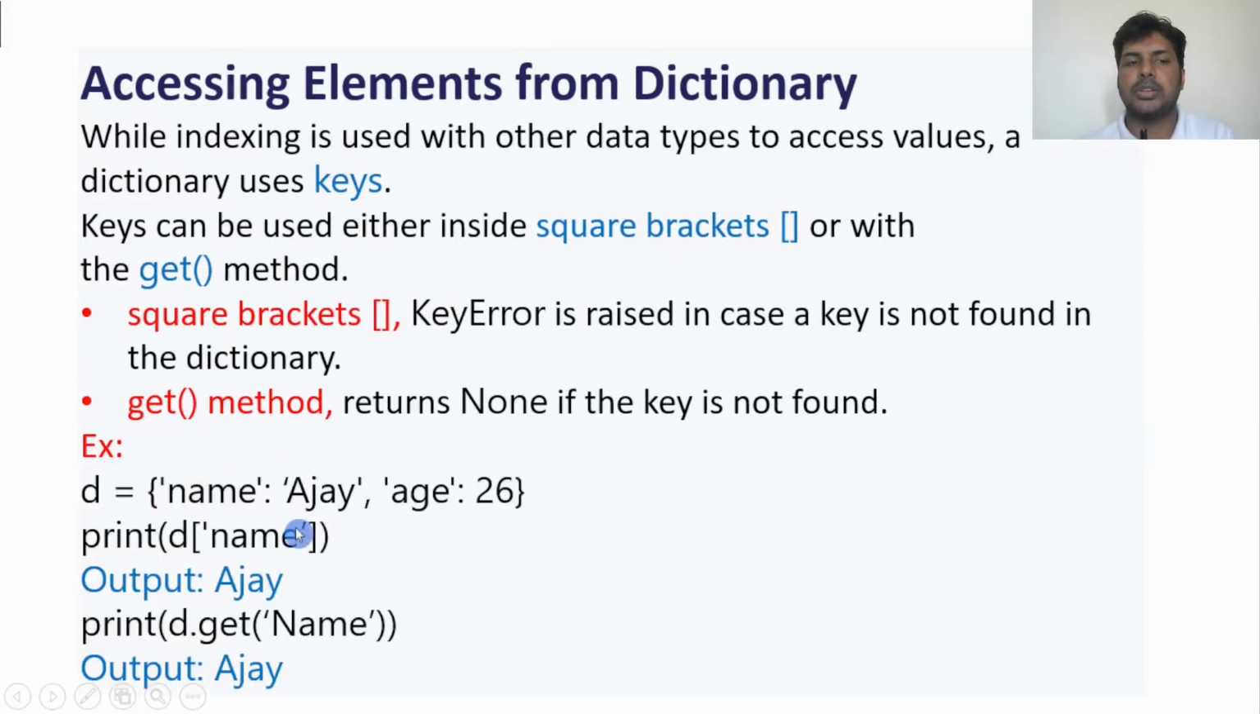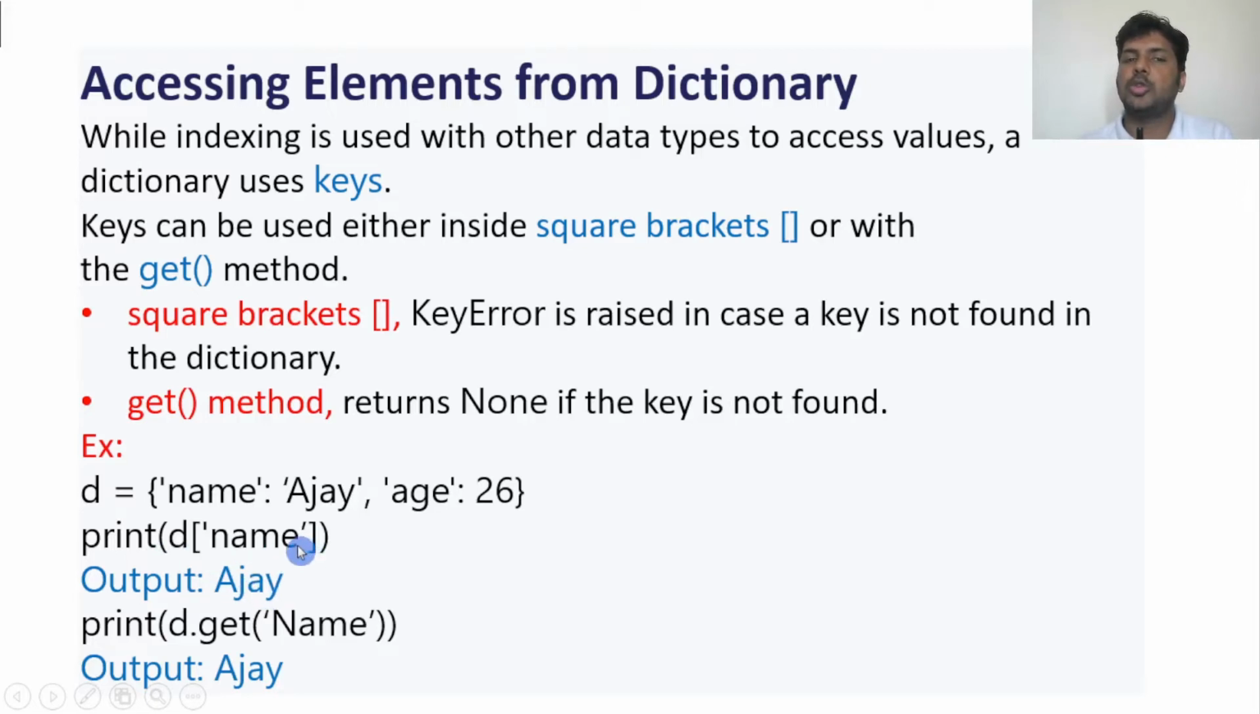See here, if I say d is equal to name Ajay, age is equal to 26. Here name is a key and Ajay is a value, age is a key and 26 the value, and I have separated both the elements with a comma and enclosed them with flower brackets, that means curly brackets. But when you are accessing elements, you say print d name, in square brackets. So you'll get the output Ajay.